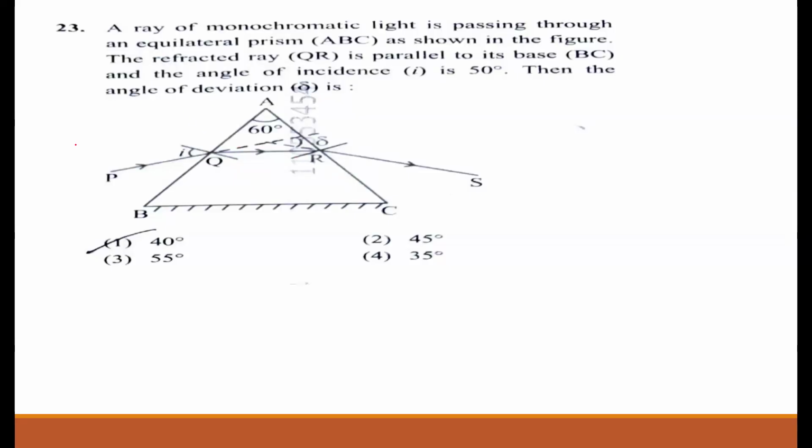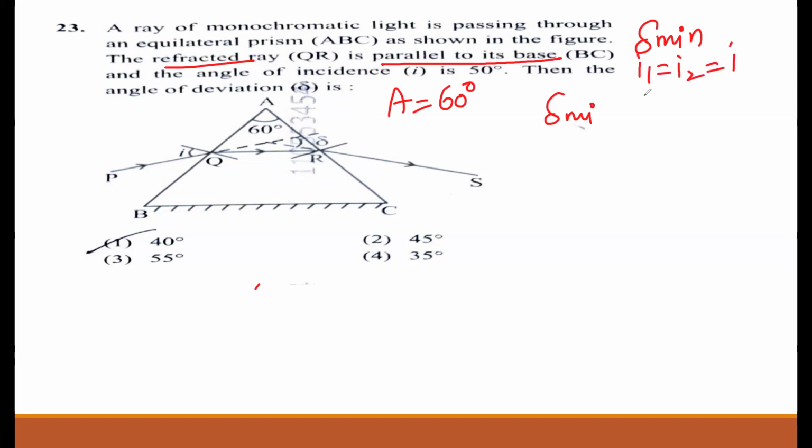Now, coming to this question here, we have a ray of monochromatic light passing through an equilateral prism. So, for the equilateral prism, the angle of the prism is 60 degrees and the refracted ray is moving parallel to its base. So, this is possible only under minimum deviation. And under minimum deviation, i1 equal to i2 equal to i, r1 equal to r2 equal to r, and A is equal to 2r. So therefore under minimum deviation condition, it would be 2i minus A would be the formula.